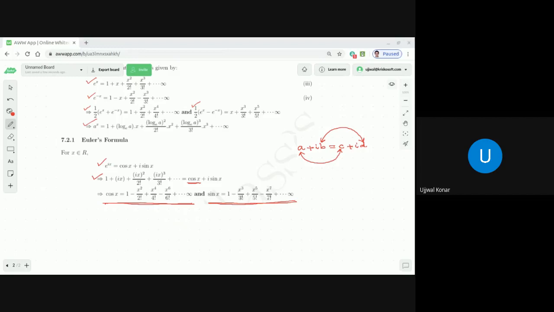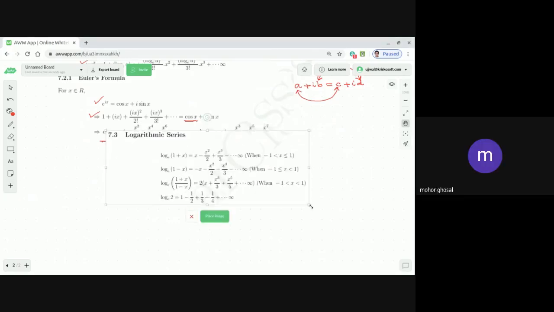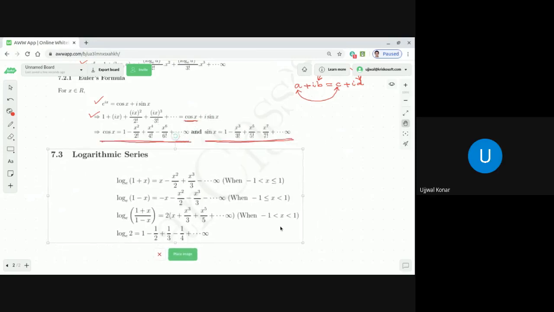Now, the last point, dear students, the last but one point, is the logarithmic series. That also I'll tell you to remember for the time being. And when the time comes that we discuss logarithm in detail, then again we'll come back to this thing. So what is the logarithmic series, dear students?